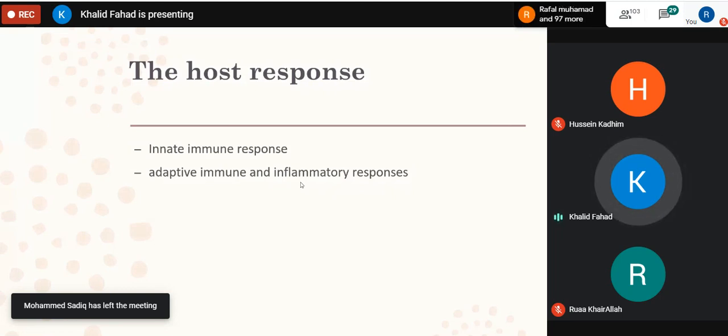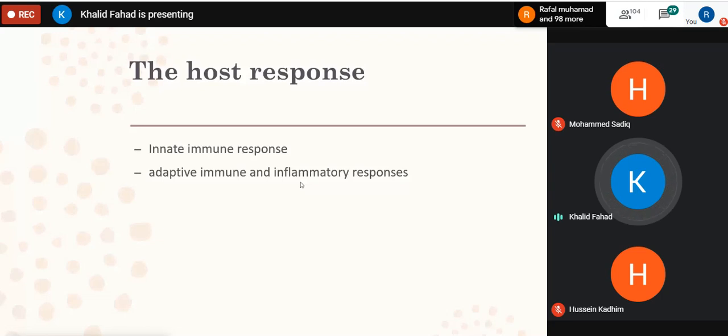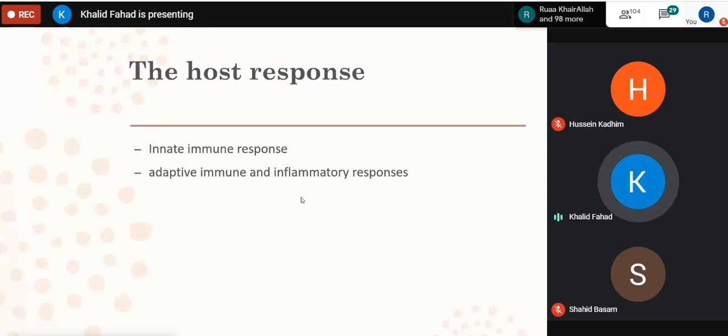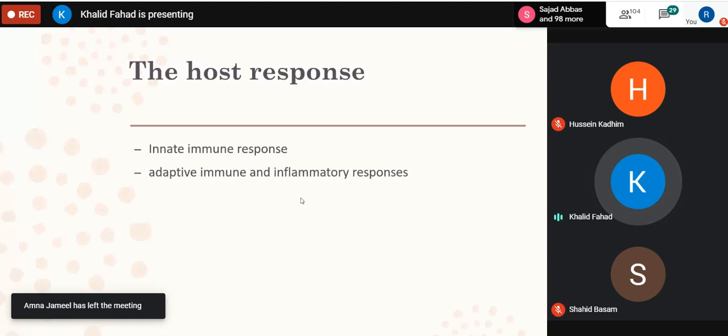On the other hand, the adaptive immune response, which is mediated by T and B lymphocytes, will cause release of cytokines, for example, gamma interferon in the case of Mycobacterium tuberculosis. So this is an example of adaptive immune response.